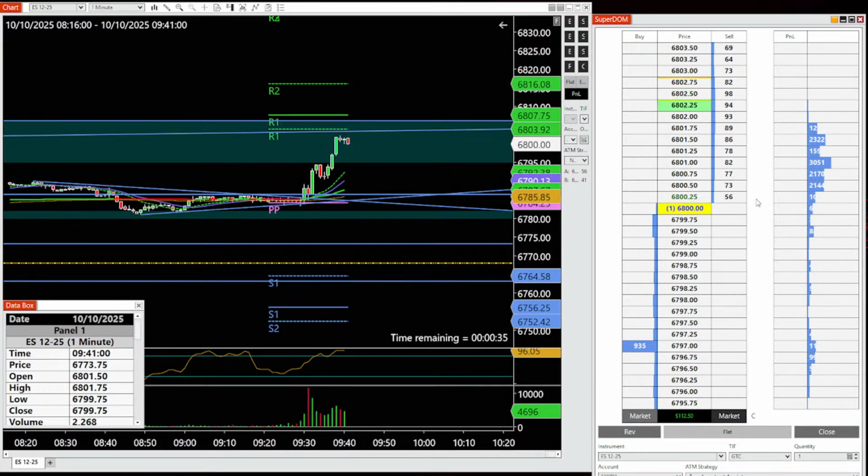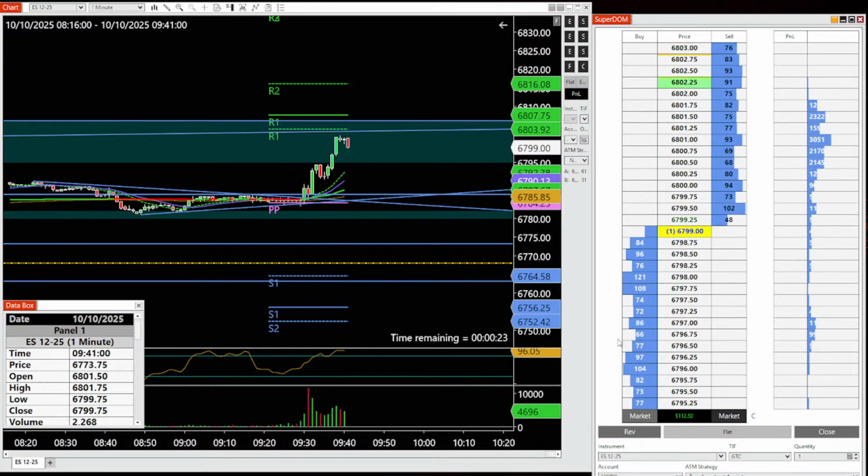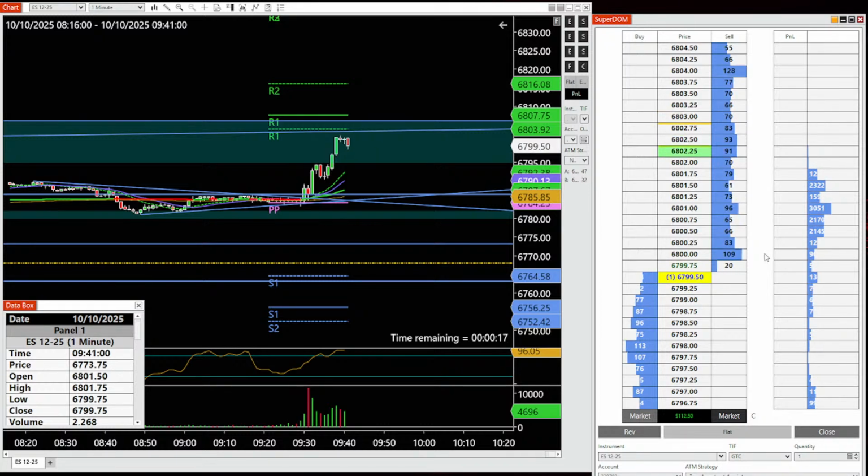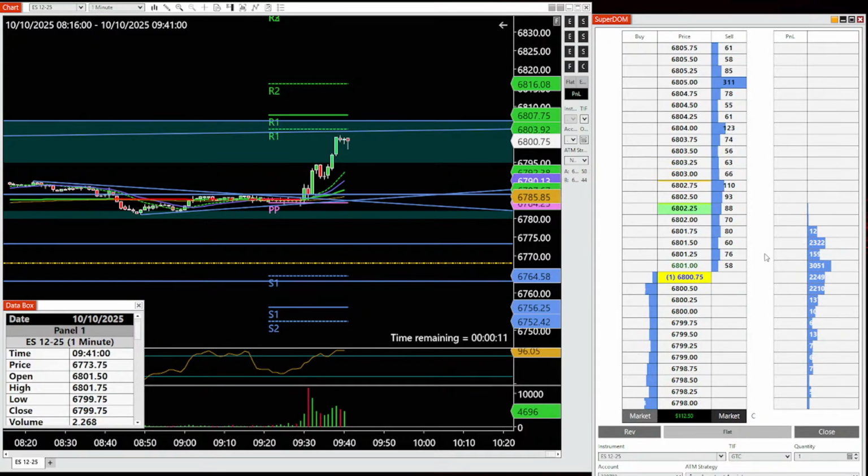Is the 68 gonna hold? May just start consolidating up in there. 900. Got 900 order down here. Open under 68.